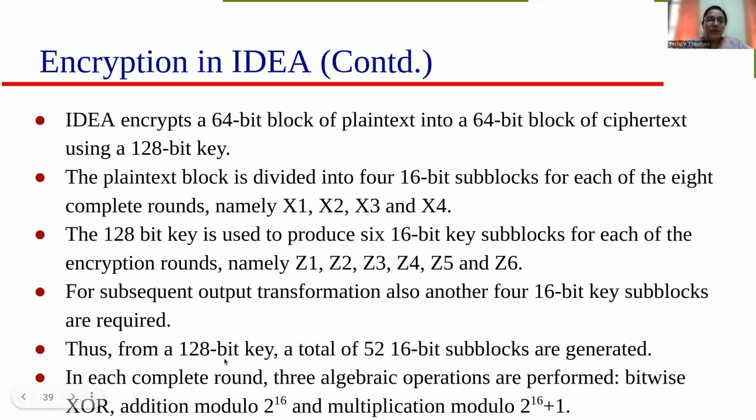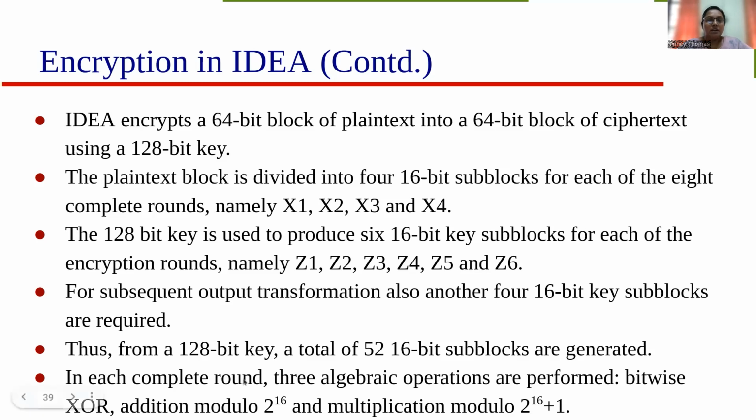Thus, from a 128-bit key, a total of 52 16-bit subblocks are generated, because remember, for each round we use 6 subkeys and there are 8 rounds. So 48 subkeys are required to complete the 8 rounds. And then there is a half round in which another 4 subkeys are going to be used. So 48 plus 4, 52 16-bit subkeys are generated for the whole encryption.